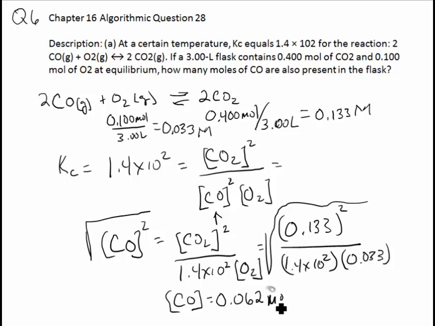Now that's moles per liter. It's in a 3-liter container. The answer is asked in moles. So I have to multiply that by 3 to get my number of moles of CO. And that is one of the answers that's given.